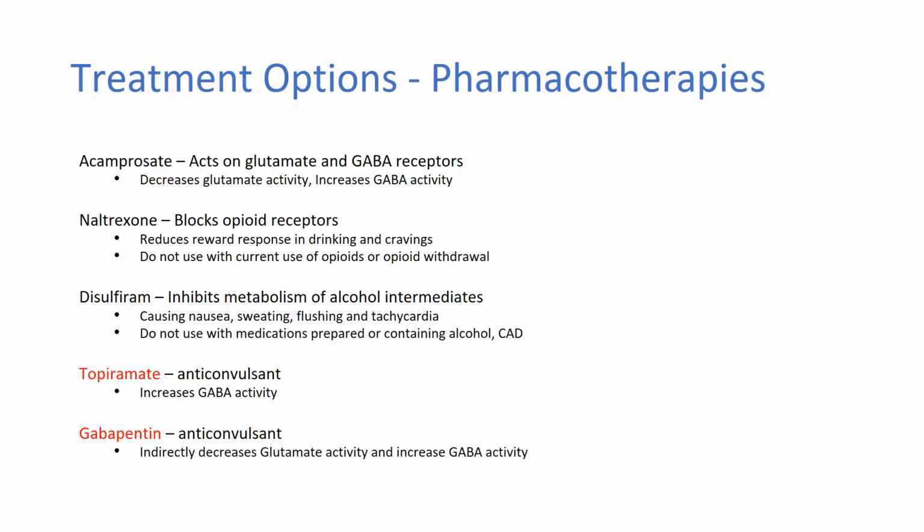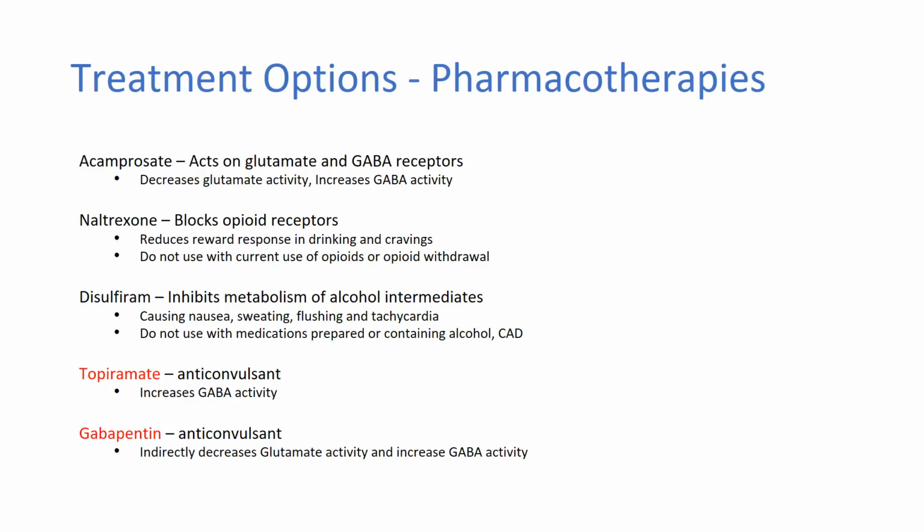So just going through the drugs in more detail, you have acamprosate, which is going to help with withdrawal by decreasing glutamate activity and increasing GABA activity. Naltrexone is going to take the pleasure away from drinking by blocking the opioid receptors. Disulfiram is going to inhibit the metabolism of alcohol and kind of give your patients an instant hangover, so cause some nausea, sweating, flushing, and tachycardia.